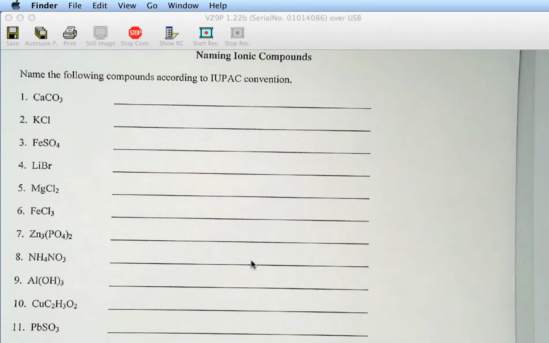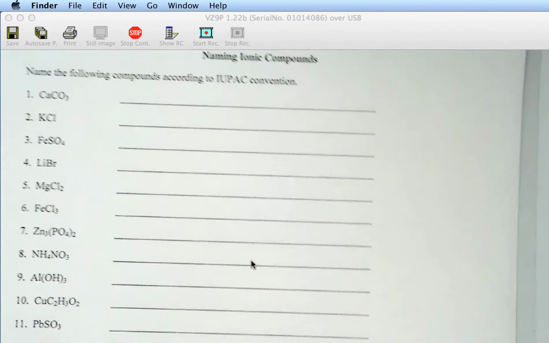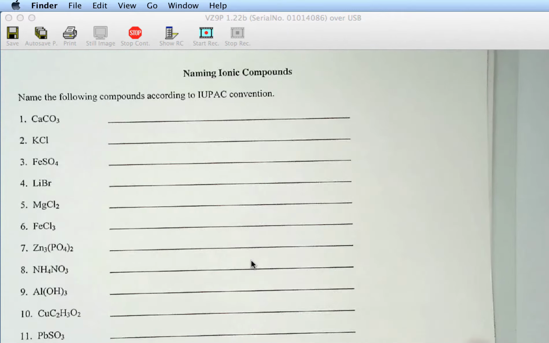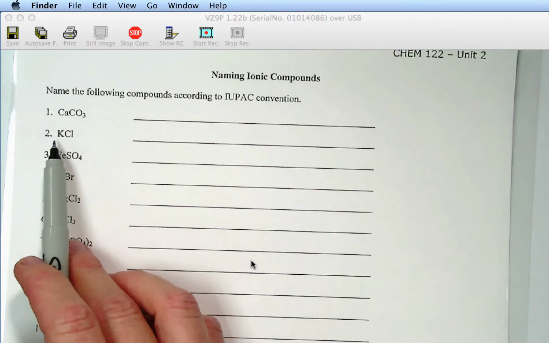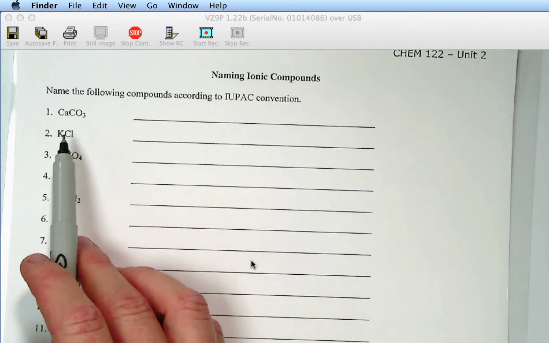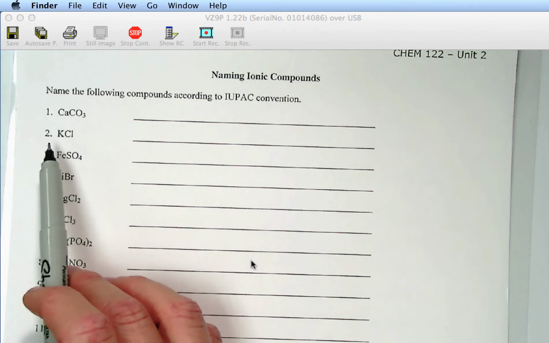On pages 10 and 11, you'll get an idea of what you're going to be expected to do on a quiz or an exam. So you could be asked to name ionic compounds. So that's what we just went over. And there are going to be some that are very straightforward. Like number 2, here, do you see any transition metals? No transition metals, so it's just going to be potassium chloride.